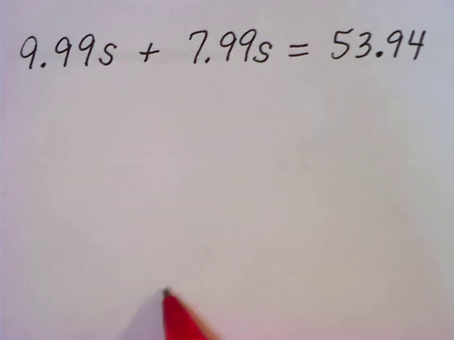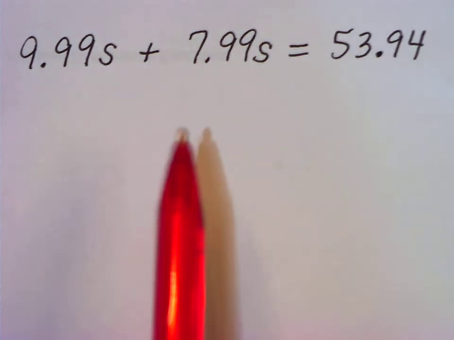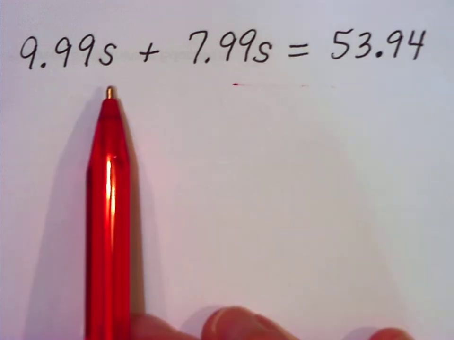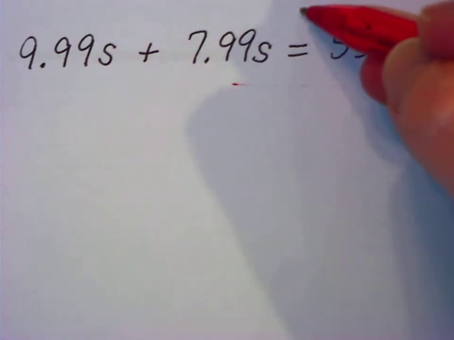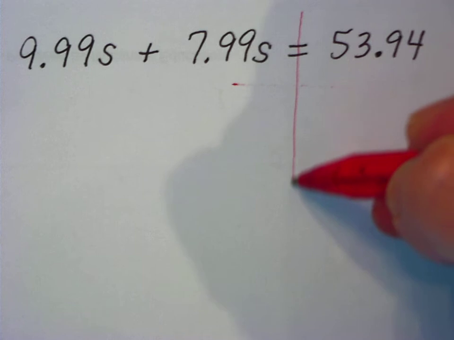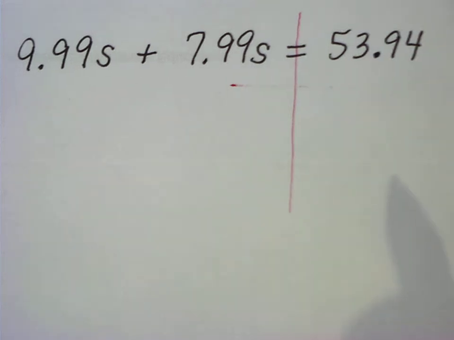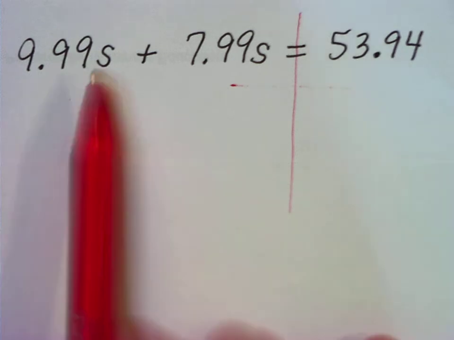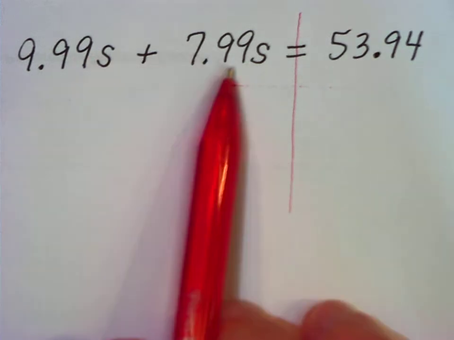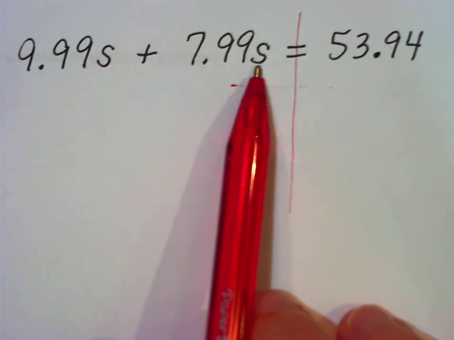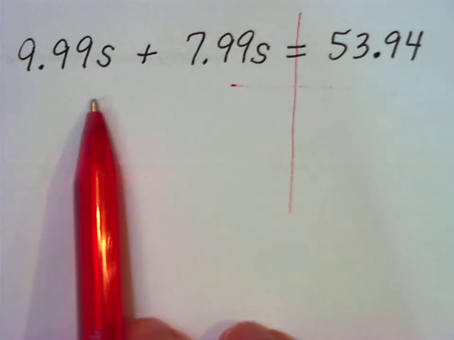Lesson 2.1, combining like terms to solve equations. So in this equation, I'm going to draw this line to separate our two sides of our equation. What I want to look for is any like terms that are on the same side. If I start over here on the left side, these terms both have an S, so they're like terms. I want to combine these.